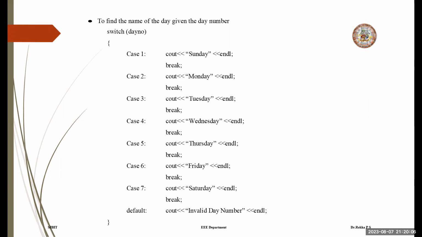So switch, day number. If I give 1, then it is Sunday. It will execute this and come out. If I have given 2, then case 2 will be executed. Like this, case 3, case 4, case 5. If the value is none of 1 to 7, it will go to default and print invalid day number.